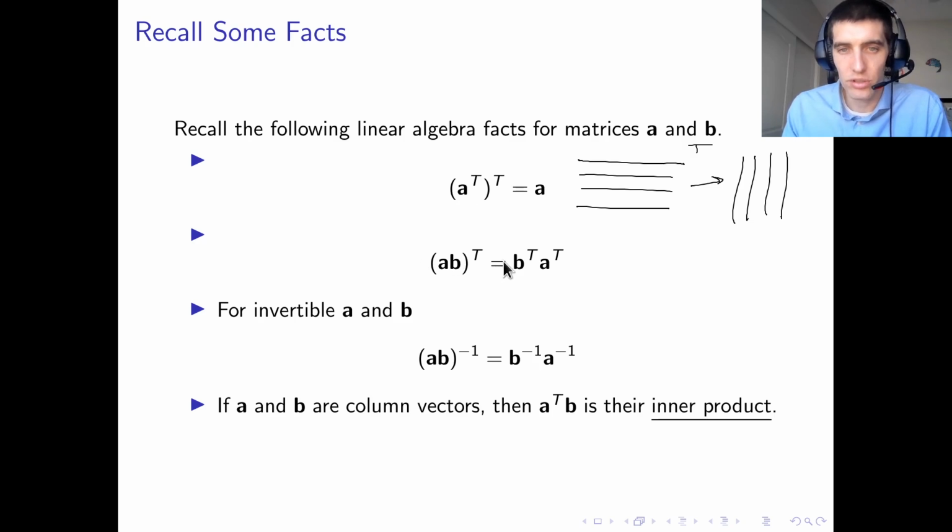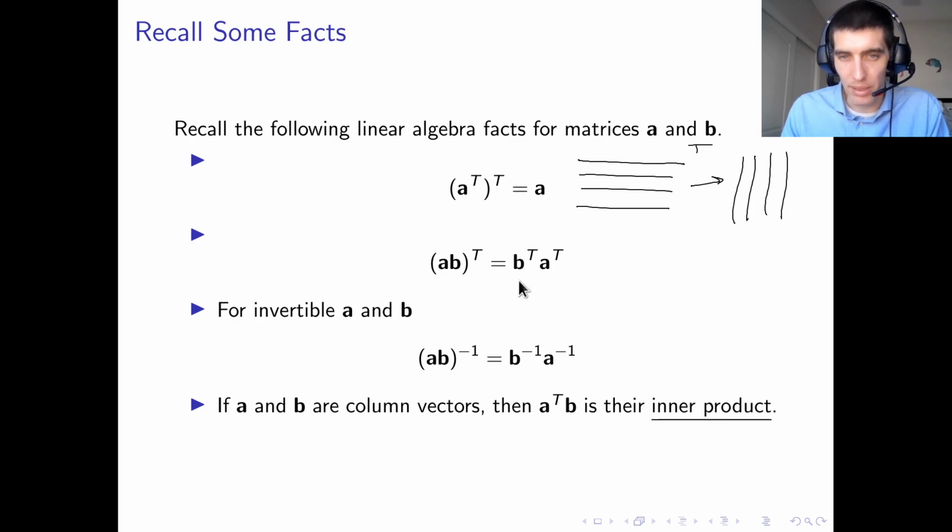The other fact about transposes I want to remind you of is that if you multiply two matrices A and B and then take the transpose, you get B transpose multiplied by A transpose. This is sort of confusing, but (AB) transpose is B transpose A transpose. So you switch the order and apply the transpose to each of them. This is just a fact about transposes which you'll have to remember.